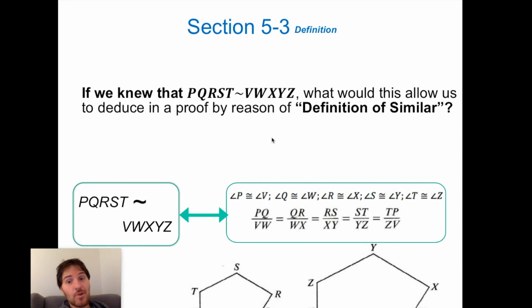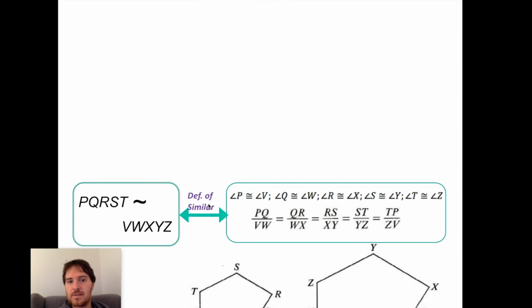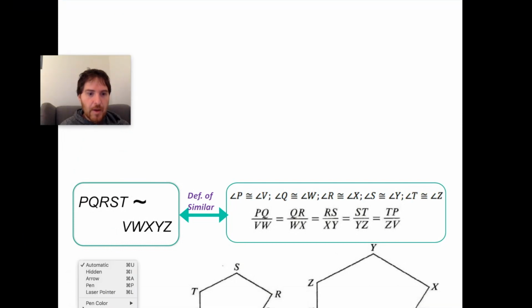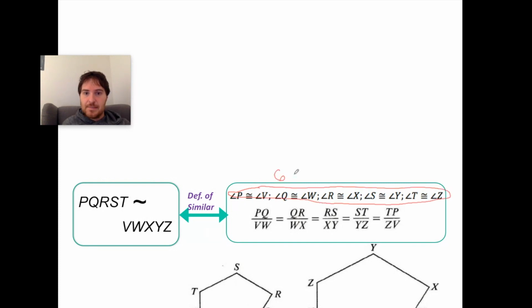So check it out here. This might look a little confusing, but if you double-check my logic right here, this is the definition of similar. The definition of similar is going to allow us to determine that we have 5 pairs, because this is a pentagon, not a hexagon. 5 pairs of congruent angles for PQRST and VWXYZ.